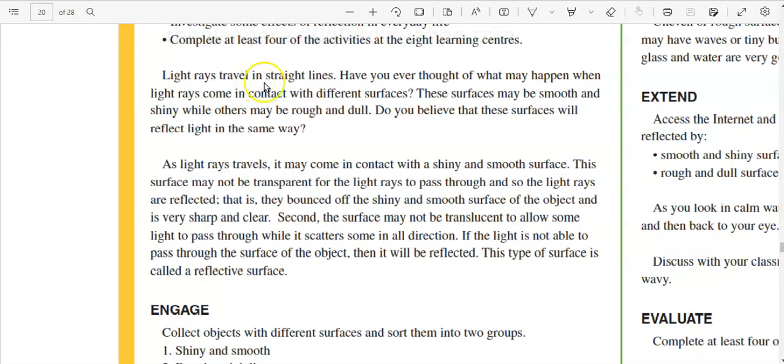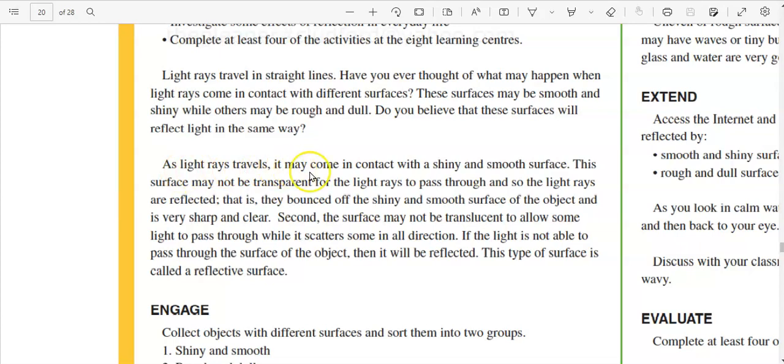Light rays travel in straight lines. So this is one of those basic facts that we must know. Have you ever thought of what happens when light rays come in contact with different surfaces? These surfaces may be smooth and shiny, while others may be rough and dull. So, for example, smooth and shiny could be like a mirror, okay, and rough and dull could be like a wall, okay. Do you believe that these surfaces will reflect light in the same way? I guess if the properties are different, then the reflections would be different.